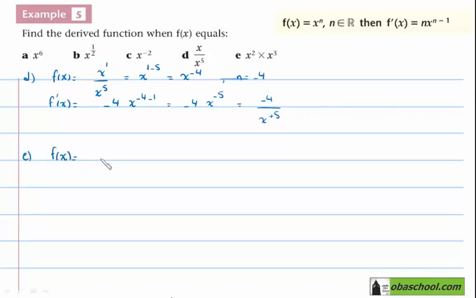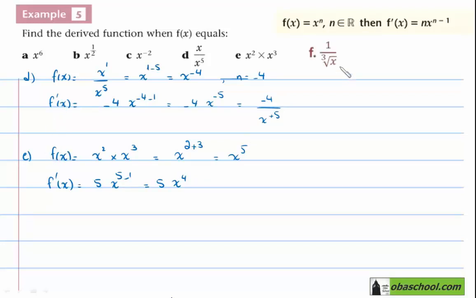In part E, we have f of x equal x squared multiplied by x cubed. This is not in the form of x to the power n. Let's multiply x by x, then we add the powers to each other, 2 plus 3, the answer is x to the power 5. Now n is equal to 5, therefore f prime of x equal n, or 5, multiplied by x to the power n minus 1, or 5 minus 1, that is to say the answer is 5 multiplied by x to the power 4. As you can see, the formula is easy to apply.